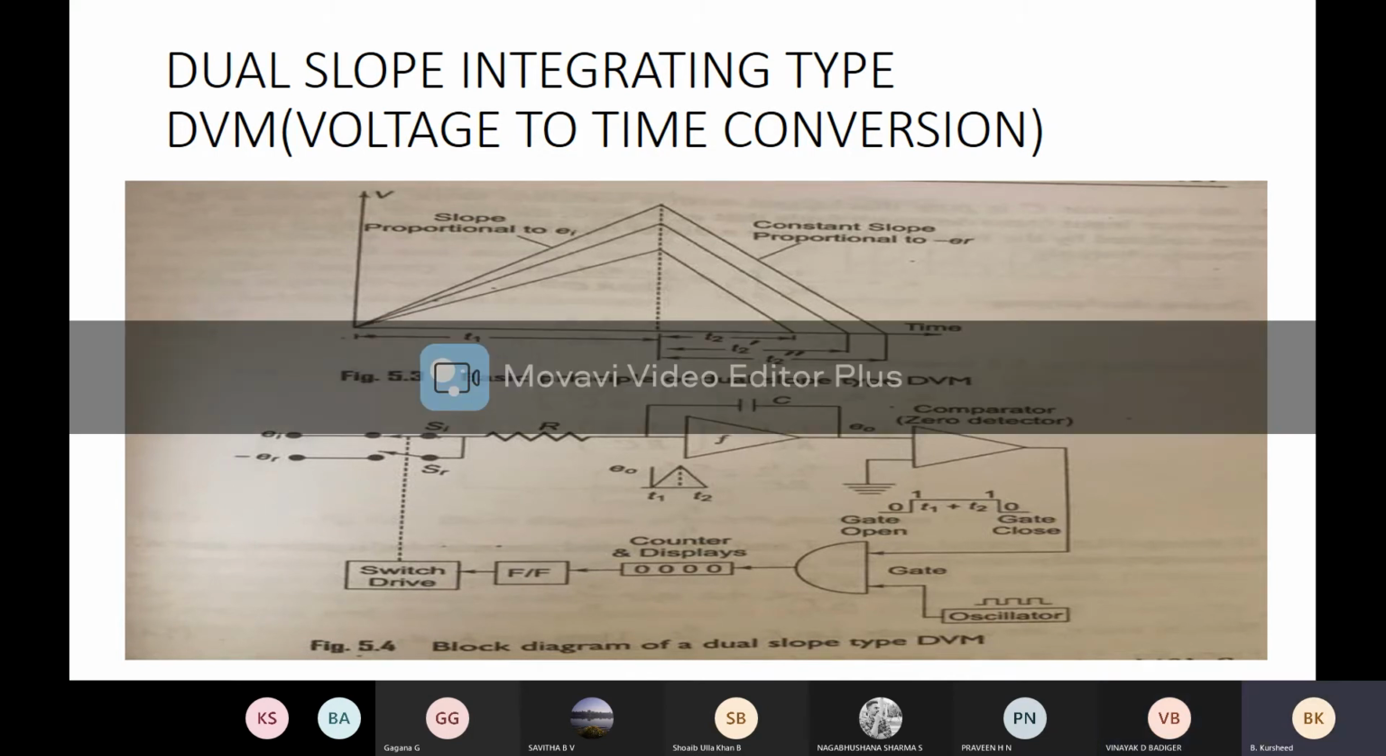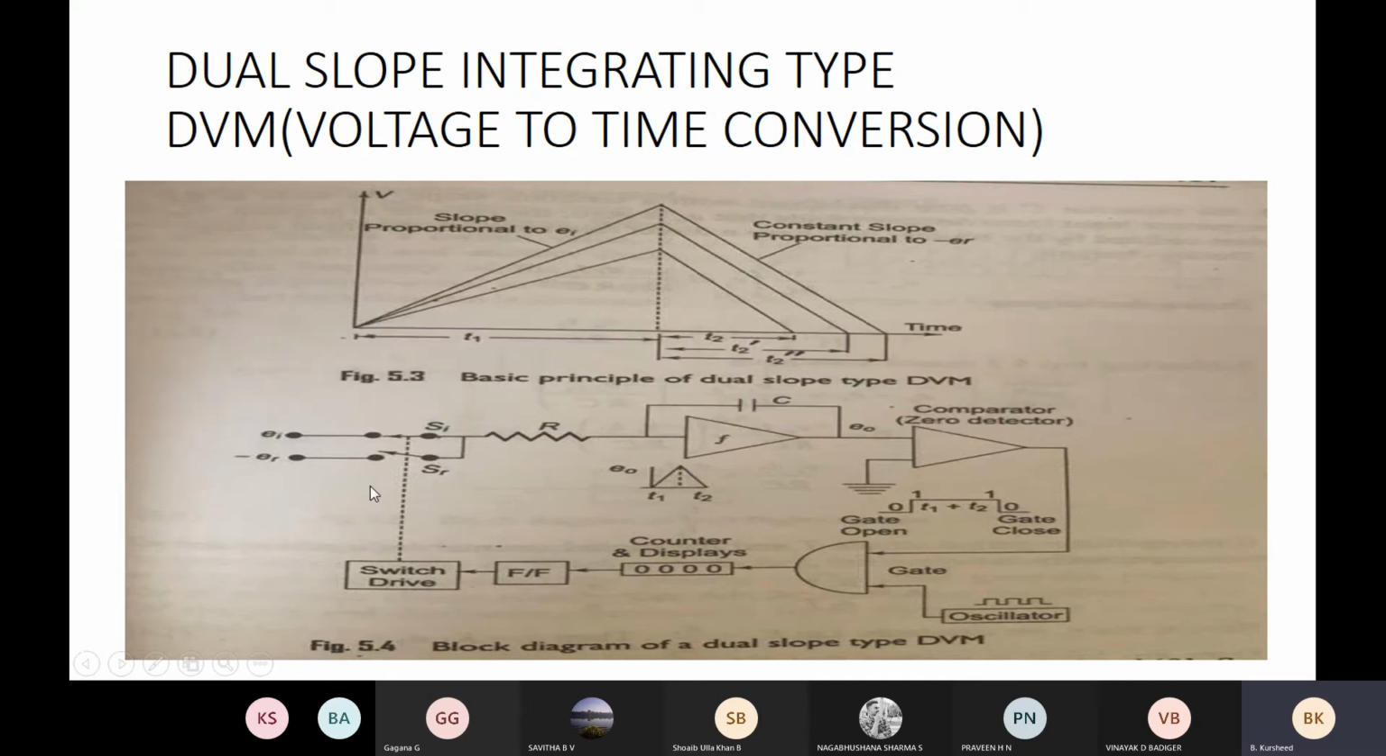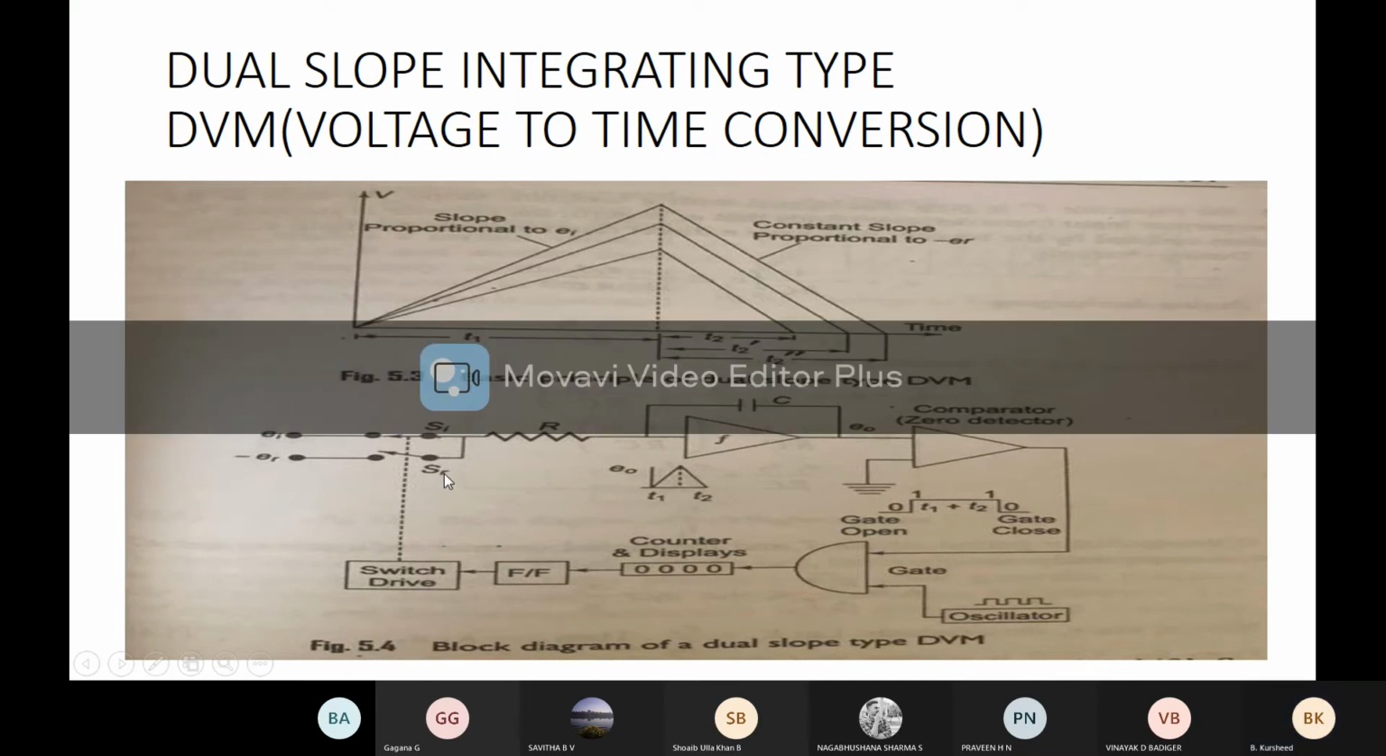Next. See, based on this one, it is EI, and this is minus ER, right? This is EI and this is minus ER. This is an integrated circuit. For an integrated circuit, one time the input EI will be integrated, another time ER will be integrated. So the output will be based on two inputs, EI as well as ER, right? Therefore, the output will be based on EI and ER.